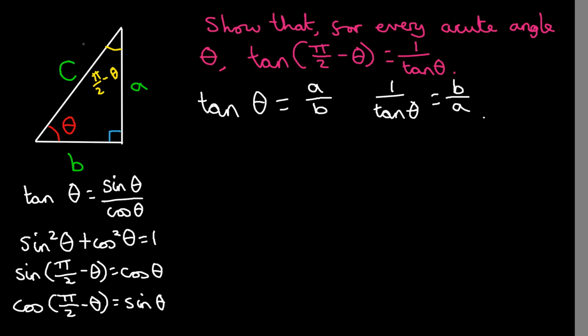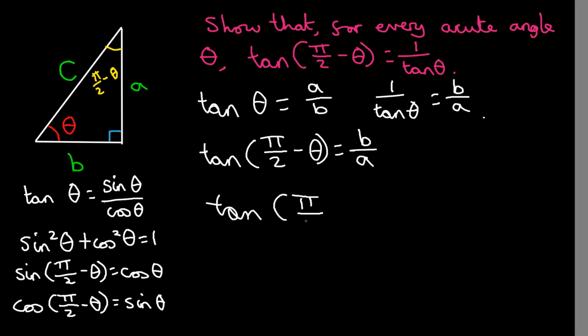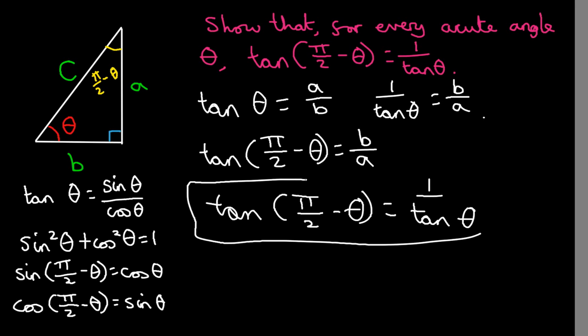Now, if you imagine flipping this triangle over again, you can see that the tan of pi over 2 minus theta is equal to opposite b over the adjacent a. So, therefore, the tan of pi over 2 minus theta is equal to 1 over tan theta. B over a, this is 1 over tan theta, and that is your proof.